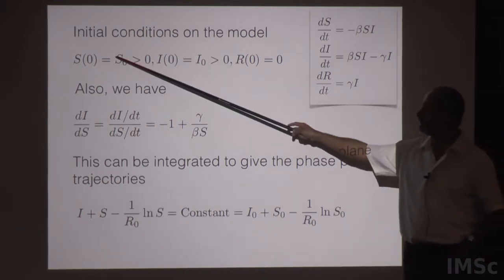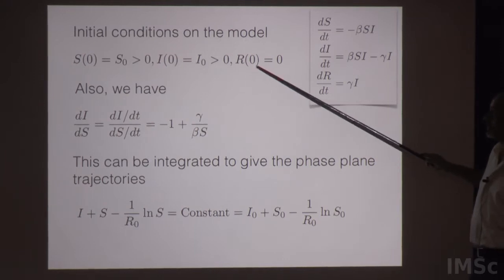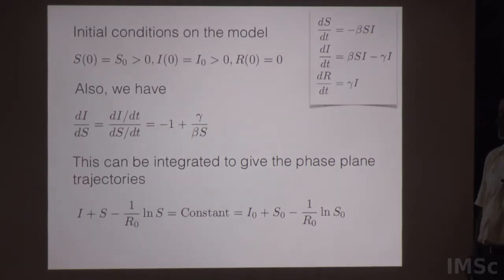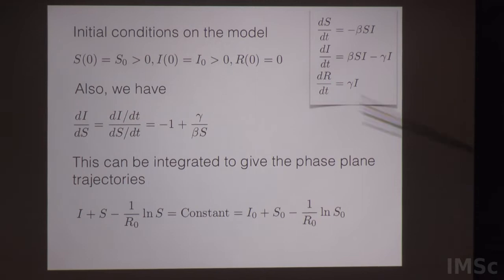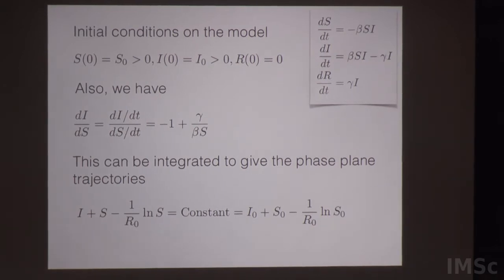So S naught is greater than 0, I naught is greater than 0, R naught is 0. So I have some susceptibles and some infecteds. Okay, here are my equations. I can look at these equations and divide one equation by the other. In this case, I divide dI by dt by dS by dt. So this term and this term will cancel with a minus sign here. I will get gamma divided by beta S, sorry, that particular term over there. So now I have dI by dS is minus 1 plus gamma by beta S.